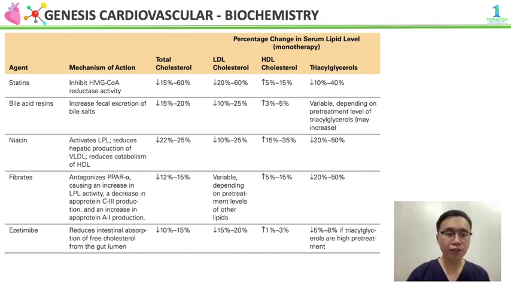In the same manner for fibrates, this one antagonizes the PPAR alpha, causing an increase in LPL activity. Lipoprotein lipase again. Now remember, LPL is an extracellular enzyme on the vascular endothelial surface that degrades circulating triglycerides. So again, the effect of fibrates you would expect will be more for the triglycerides as well. In this table, you can see that the decrease is 20 to 50% for triglycerides.